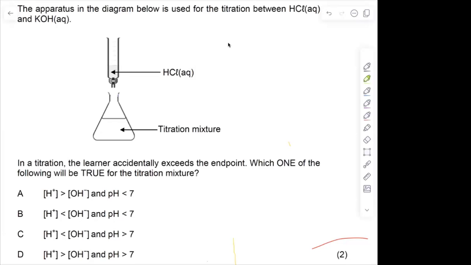A, the concentration of H plus ions will be greater than that of the OH minus ions, and the pH will be less than 7. Or B, the concentration of OH minus ions will be greater than that of the H plus ions, and the pH will be less than 7. Or C, OH minus greater than H plus, pH greater than 7. Or D, H plus greater than OH minus and the pH greater than 7.